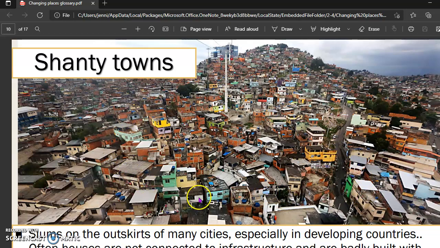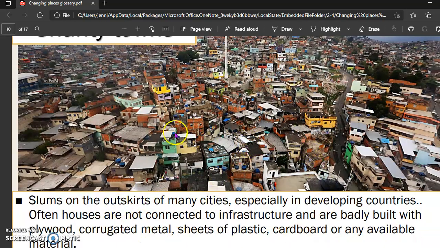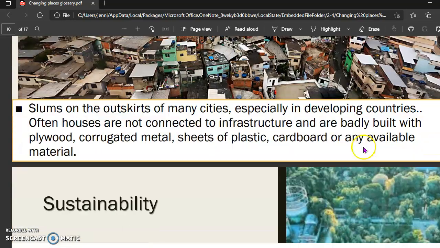It's people moving to cities with hope of a better life, but they get there and there's no infrastructure in place, so they start building their own houses. They're often not connected to infrastructure, so might not have electricity, might not have running water, and houses are badly built out of whatever materials are around: plywood, corrugated metal, sheets of plastic. Not a very nice place to live, and lots of poverty in these shanty towns.